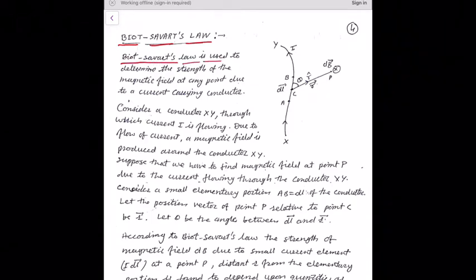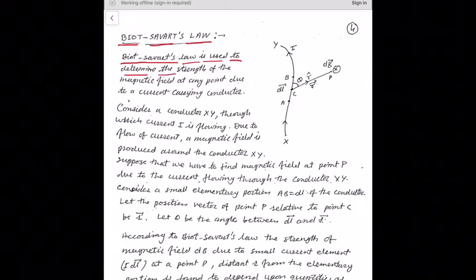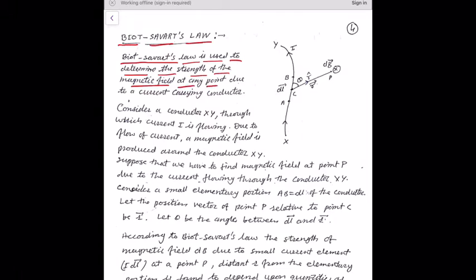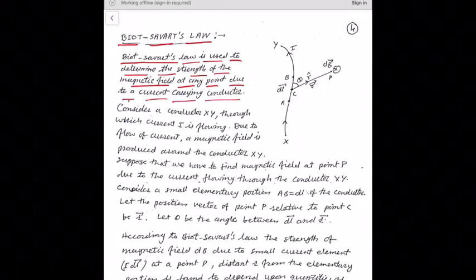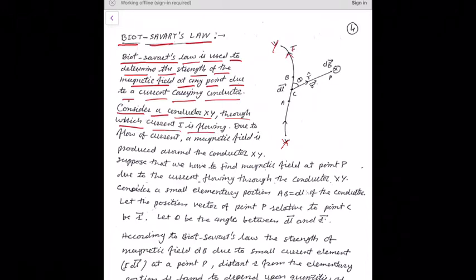Biot-Savart law is used to determine the strength of the magnetic field at any point due to a current carrying conductor. Consider a conductor XY through which current I is flowing. Due to flow of current, a magnetic field is produced around the conductor XY.